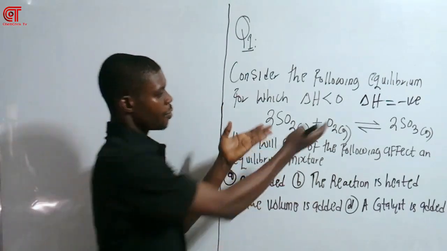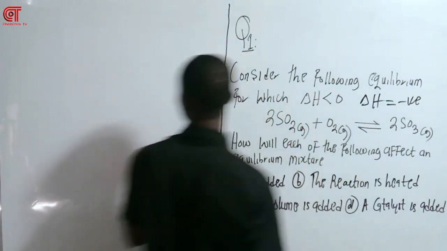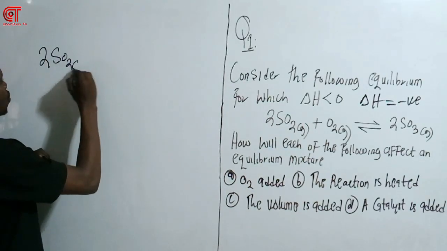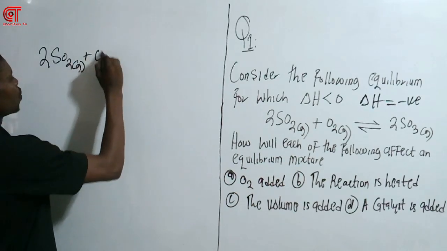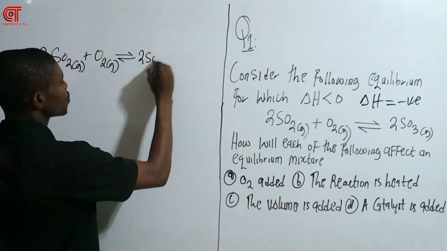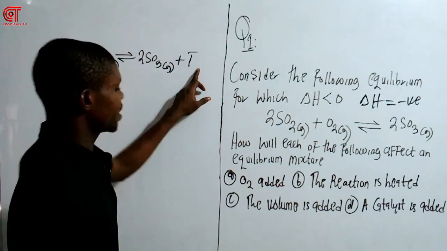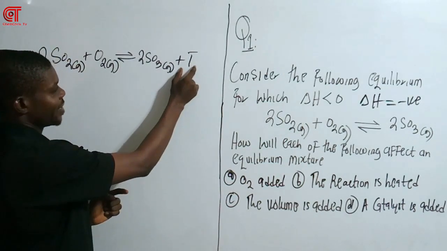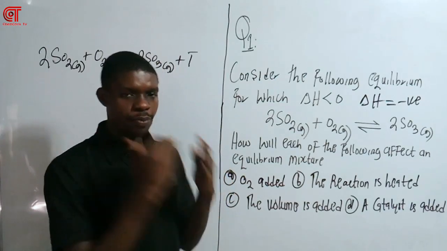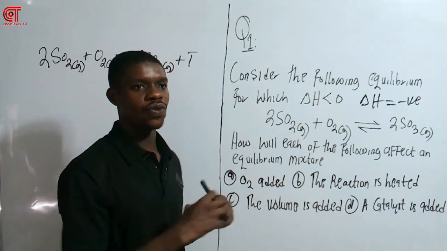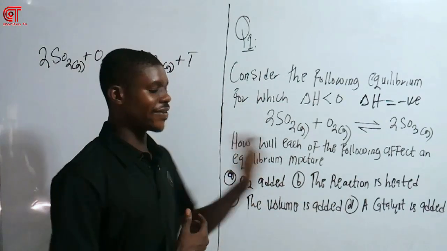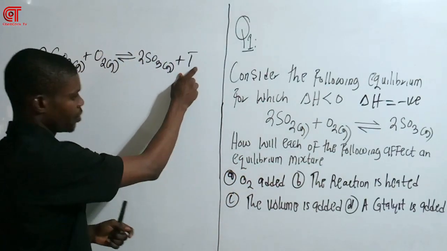So based on this, I want to write this here. 2SO2 gas plus O2 gas gives 2SO3 gas plus heat. The reason why the temperature is on the product side here is because it is treated as positive. Remember, in an exothermic reaction, heat is lost, or given out. Because it is given out, it is treated as a product here.